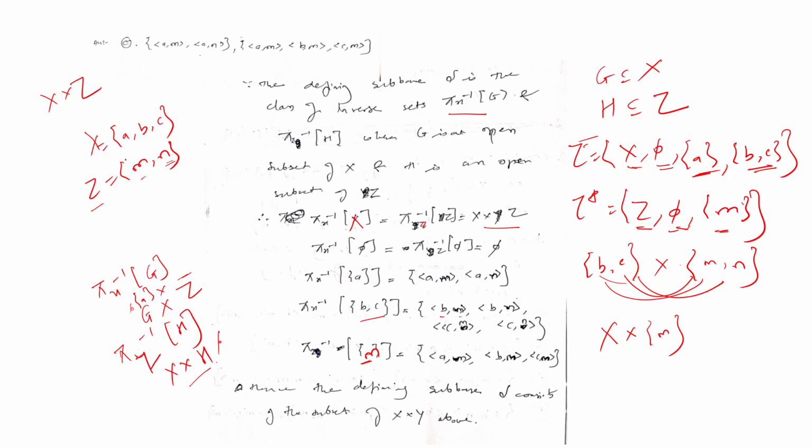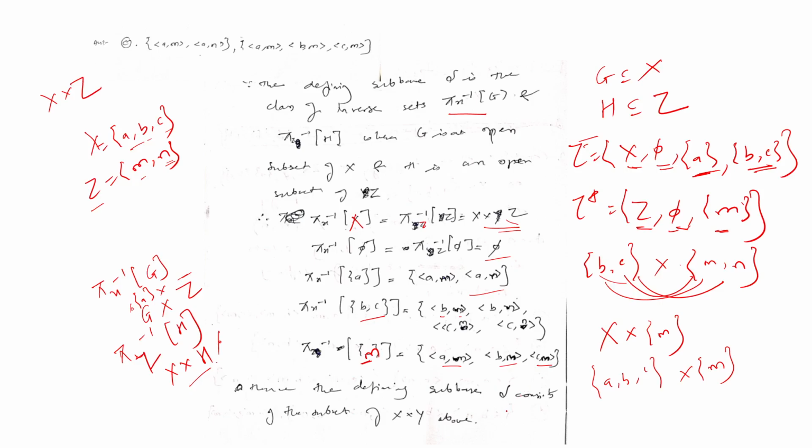So what are the elements in X? A, B and C. So A, B, C, and you have to take cross with singleton M. So what are the possibilities? AM, BM and CM, right? So these are the sets you are getting by the projection maps, by the inverse projection maps. So hence by the definition, all these will be the elements of the subbase S.